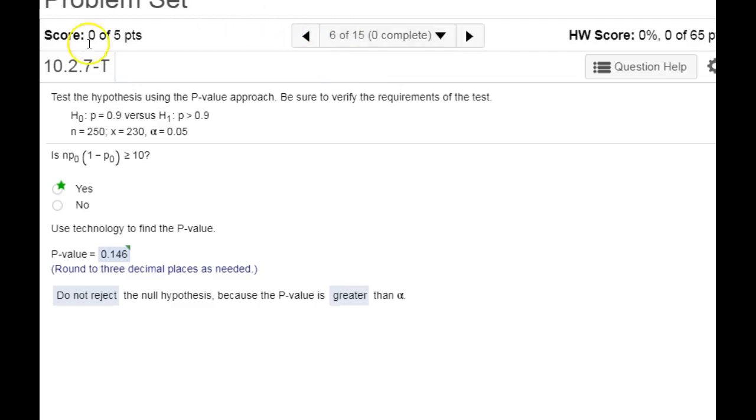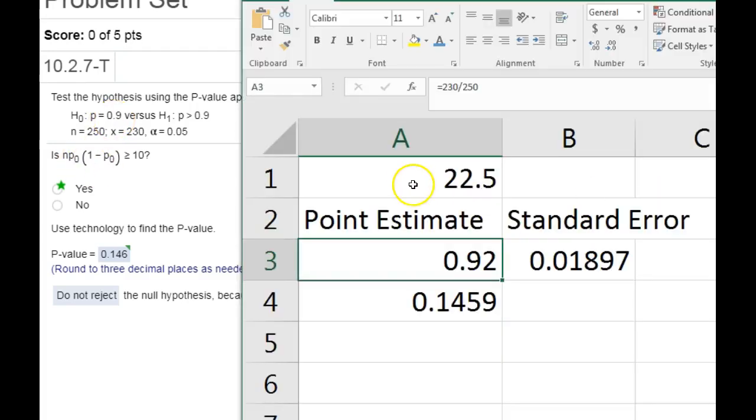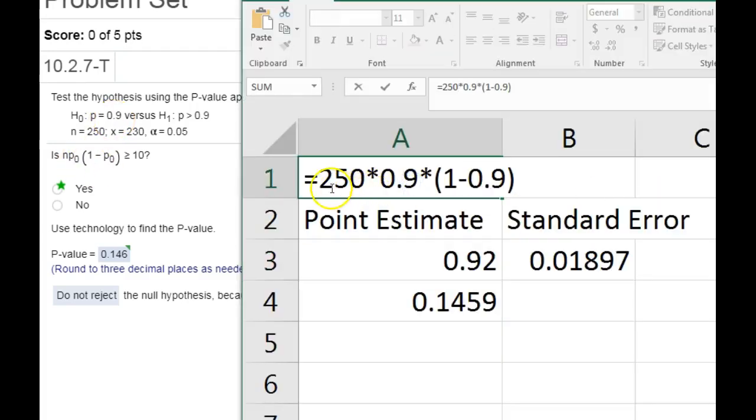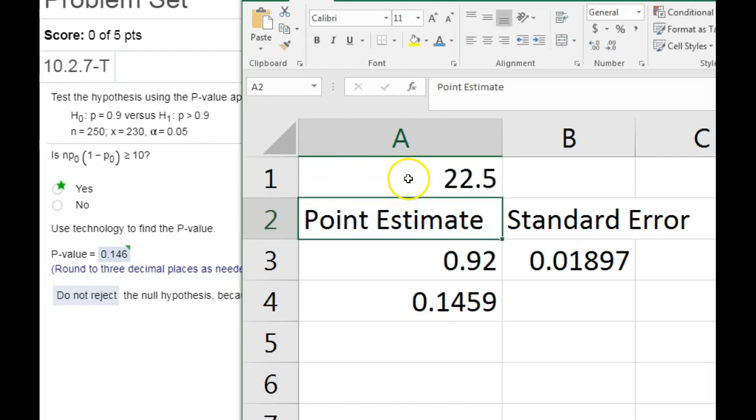For number 6, we are going to test the hypothesis listed here using the p-value approach. And first, we're going to check this requirement. And so n, it's the number of things in our sample, and then times the proportion that's in the null hypothesis, which is 0.9, and then multiply by 1 minus that. And I'll use Excel here as my calculator. And so if I do that multiplication, I get 22.5 back, which is greater than or equal to 10.